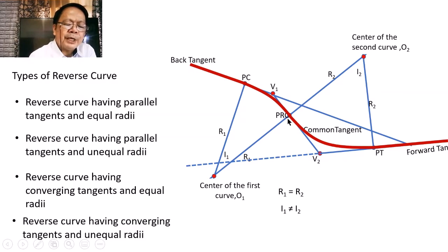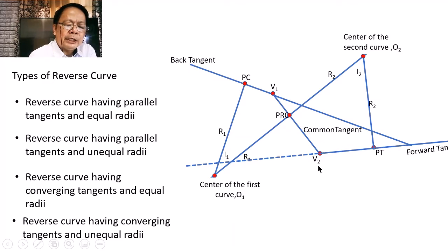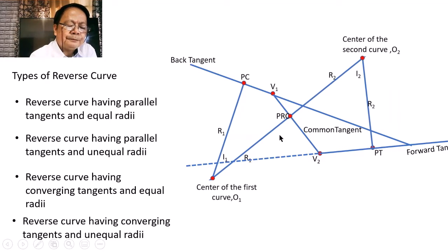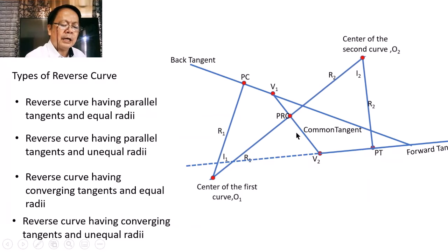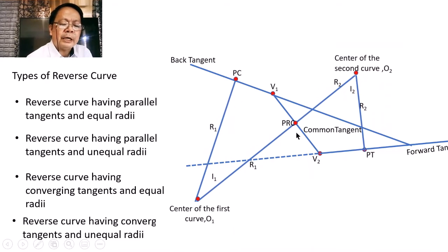Gano'n din from PRC to V sub 1 will have the same distance as V sub 1 to PC. Kaya pag ginalaw natin 'yan, ito 'yung mangyayari. Tingnan natin mabuti. Okay? So I move it closer to V sub 2. So ano ngayon ang nangyari? 'Yung aking R sub 1 ay medyo humaba. Okay, humaba. At umikli 'yung ating R sub 2.